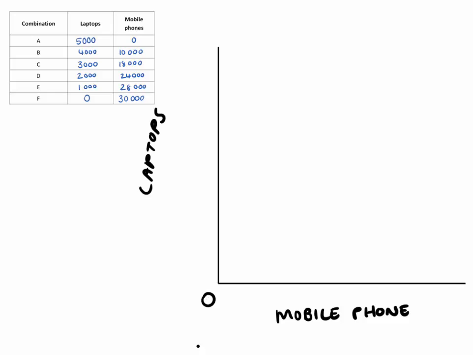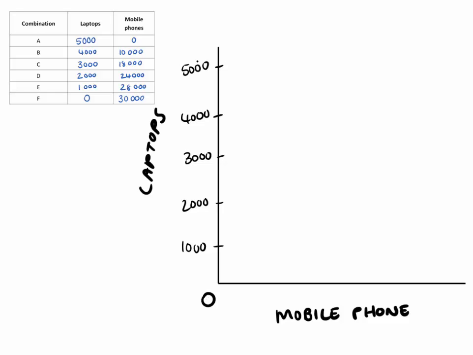Now I want to plot all these values I see over here in my table on the axis. So let's start with the laptops. So we have 1,000 laptops, 2,000 laptops, 3,000 laptops, 4,000 laptops, and lastly we have 5,000 laptops.